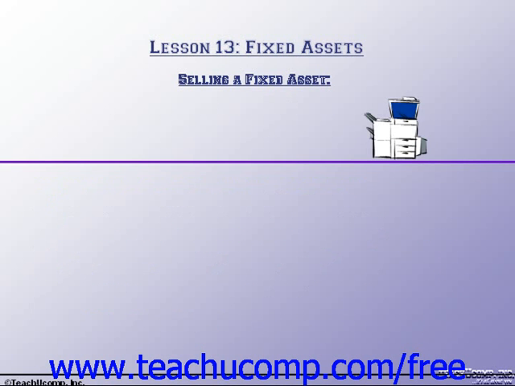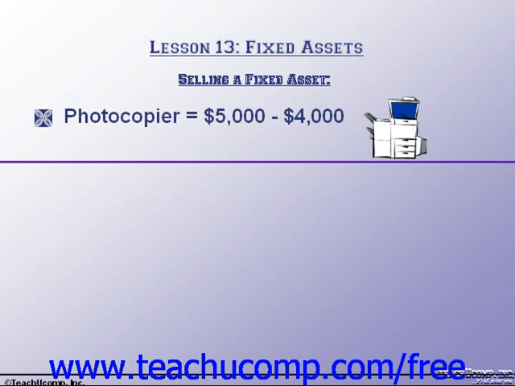Let's look at an example of selling a fixed asset and the associated journal entries that could occur based on whether there is a gain, loss, or no gain or loss on the sale of the asset. For example, assume that you are going to dispose of a photocopier that was originally purchased for $5,000. The total accumulated depreciation on the asset as of the sale is $4,000. That gives you a book value of $1,000.